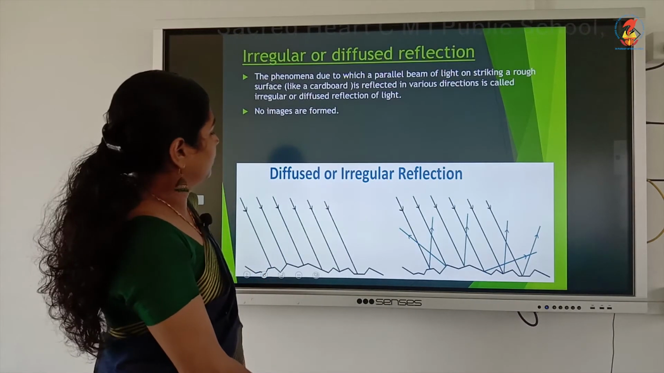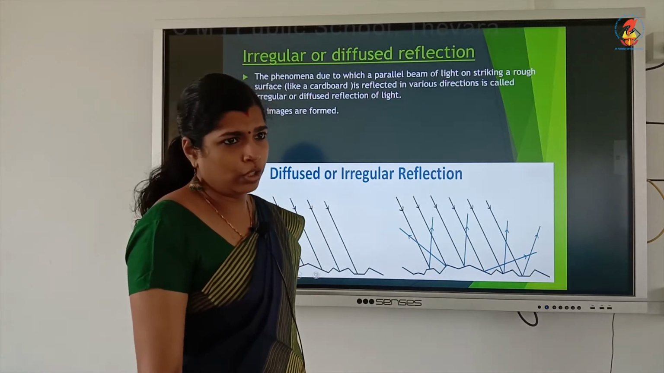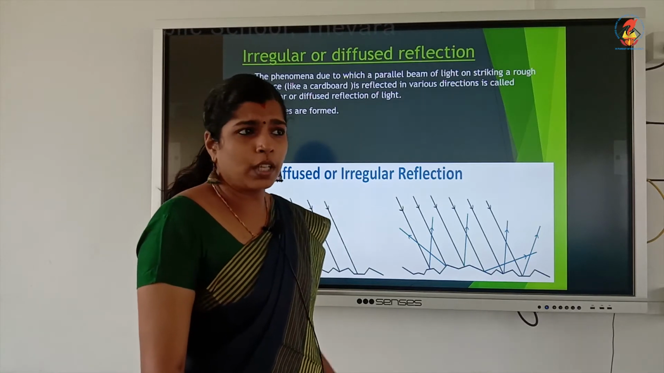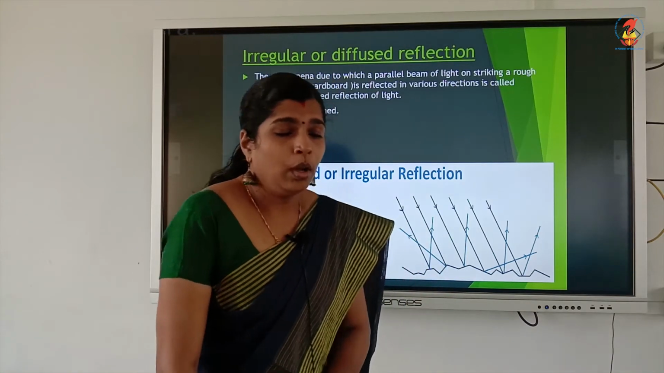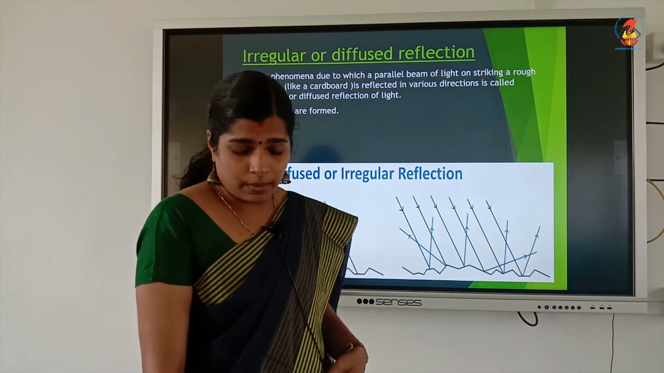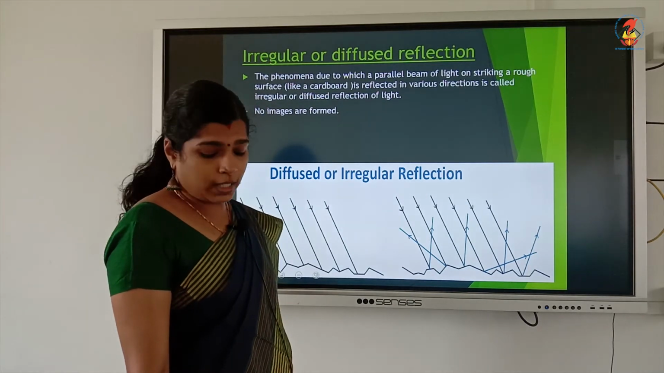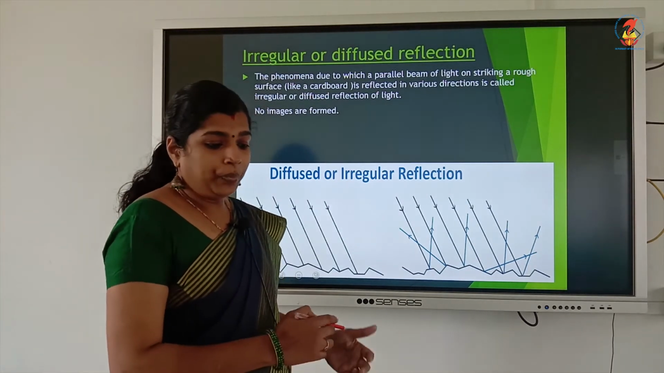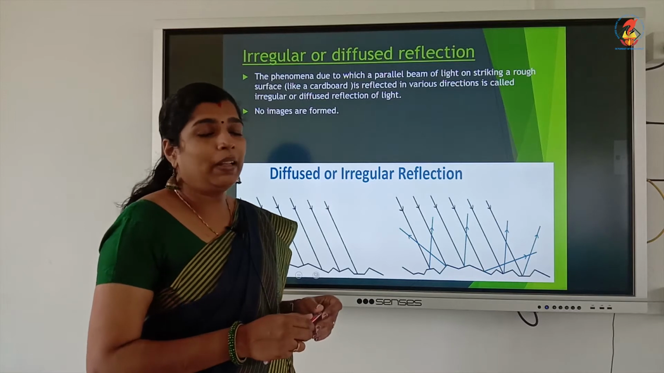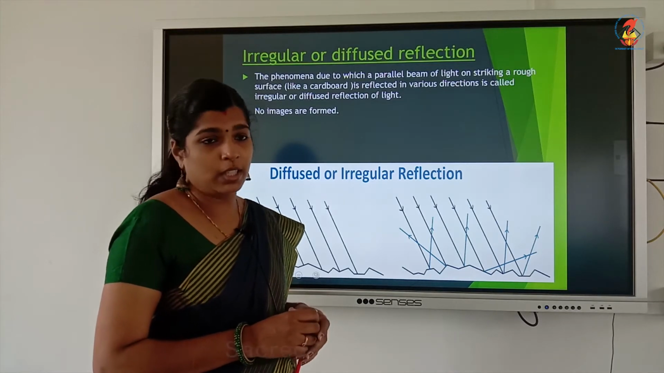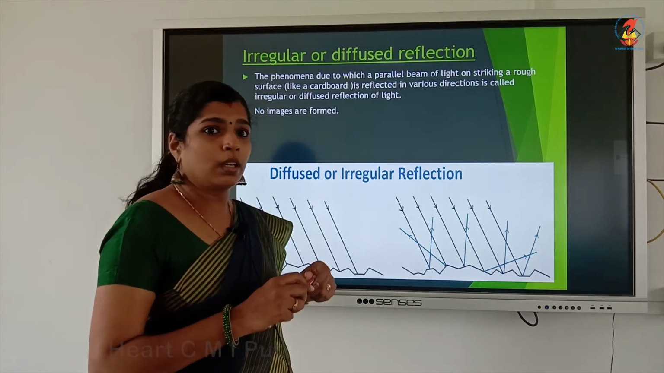This is another diagram, about diffused reflection or irregular reflection. Most of the surfaces of objects are not smooth like mirrors. So, when a parallel beam of light is incident on such surfaces, it will be reflected back in different directions. That type of reflection is known as irregular reflection or diffused reflection.